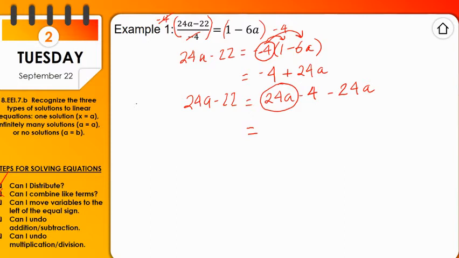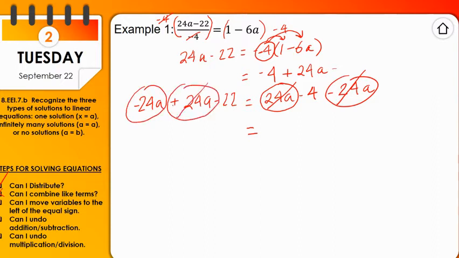24a, 24a. Negative 24a and positive 24a cancel. Bring down negative 22 and -4. No variables, just constants.